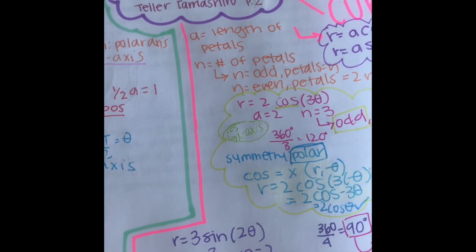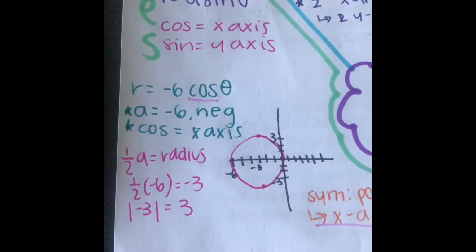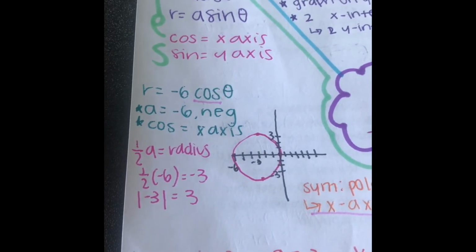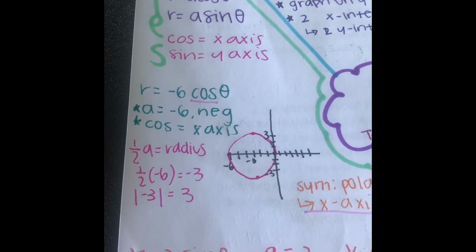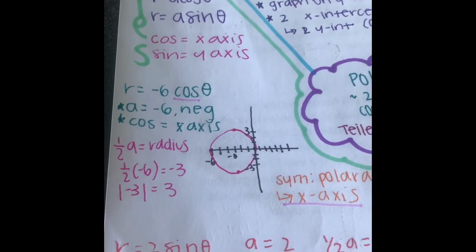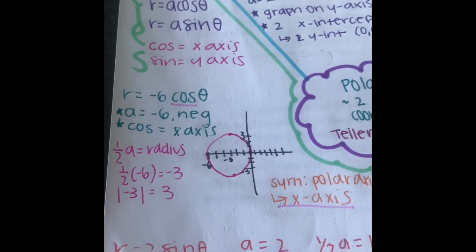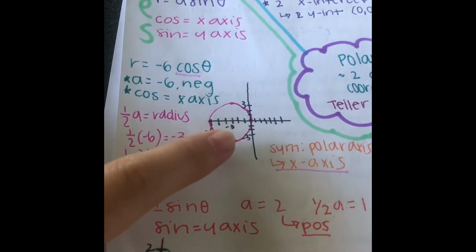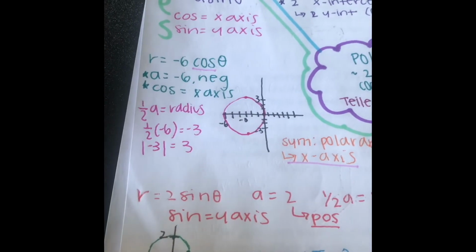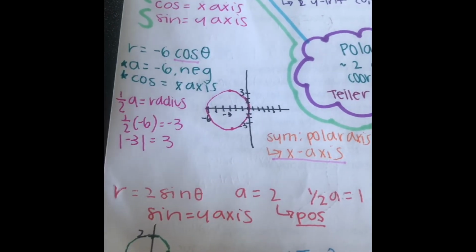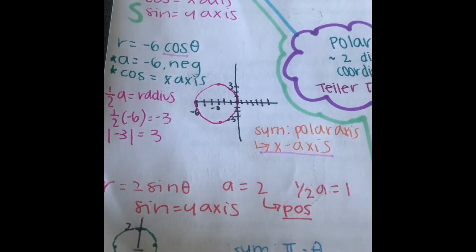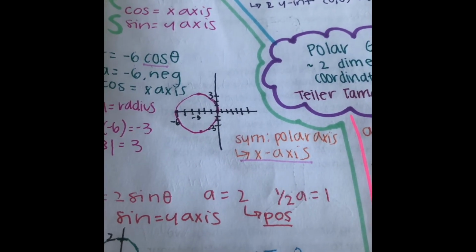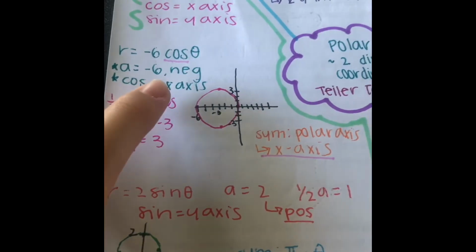Moving on to the circles, they have a formula of either r equals a cosine theta or r equals a sine theta. These are visually different because of where the circle graph will be on the coordinate plane, whether it's cosine on the x-axis or sine on the y-axis. The role of A gives the diameter of the circle. So here it's the absolute value.